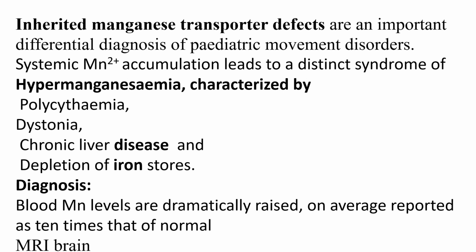Now, these movement disorders in children can be diagnosed on two bases. Number one, on the basis of the MRI brain, and the blood manganese levels will be drastically increased, rather 10 times that of normal. So highly raised levels of manganese and MRI brain will help to confirm the diagnosis of movement disorders in children.